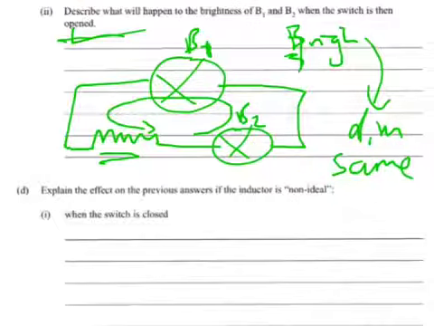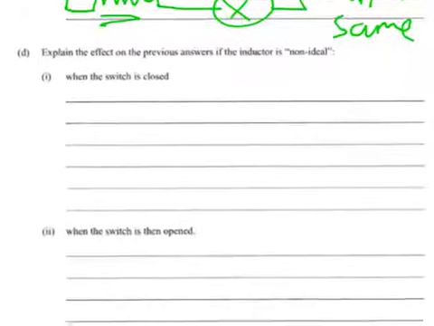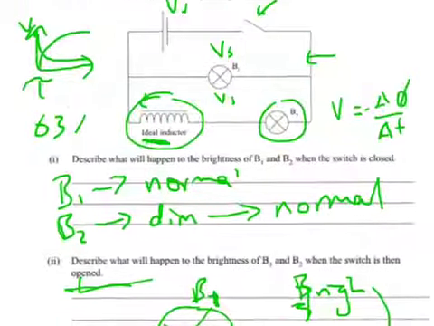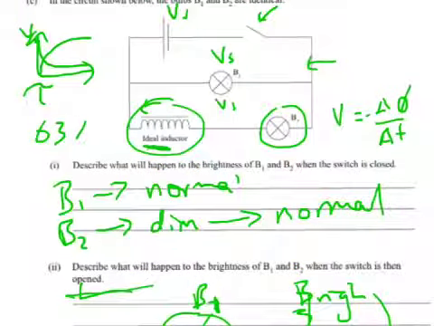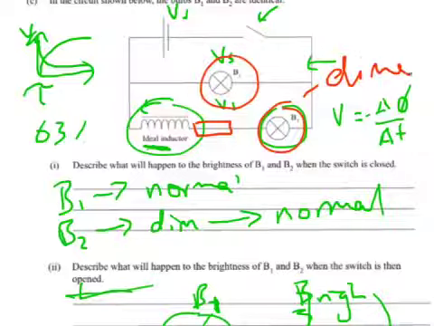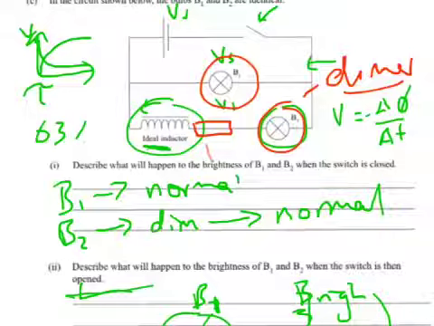Now, I think the next question is to explain the effect on the previous answers if the inductor is non-ideal. So we'll just go back up and write over the top, I think. When the switch is first closed, if this is a non-ideal inductor, exactly the same effect. So B1 goes to full brightness, but B2, it's like having an extra resistor in here, which will reduce the brightness of B2. So B2 will be dimmer, and its final steady state brightness will also be dimmer because there's a voltage drop across the resistor.